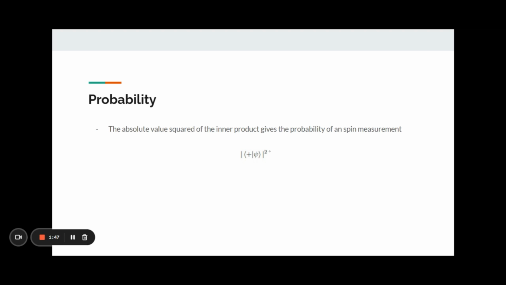So on to probability. The given image is like a postulate for probability in quantum mechanics. What it basically is, is the absolute value squared of the inner product, as I showed in the previous slide. Once you multiply the bra and ket vectors, take the absolute value of that and you square it. That gives you the probability of a given spin measurement. And we'll go over an example.